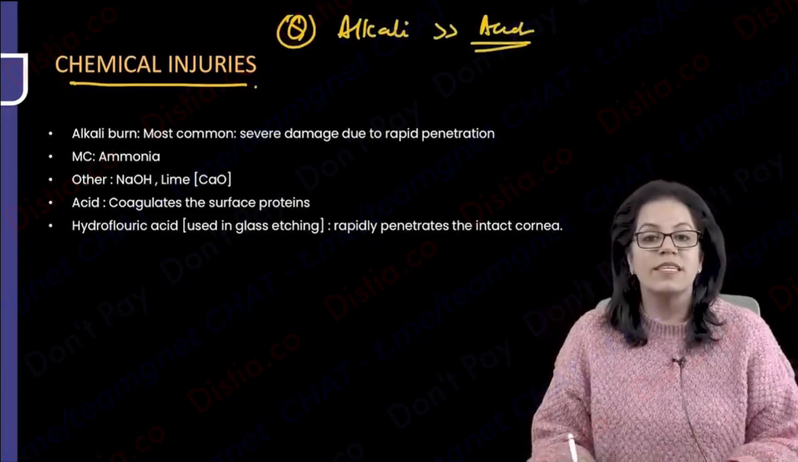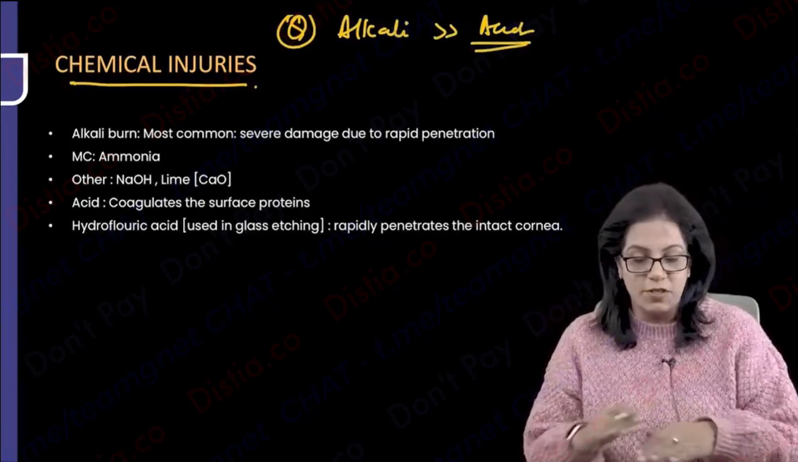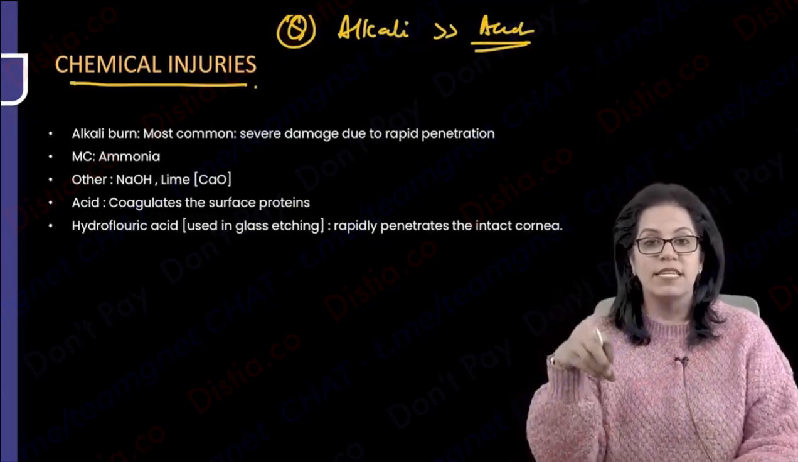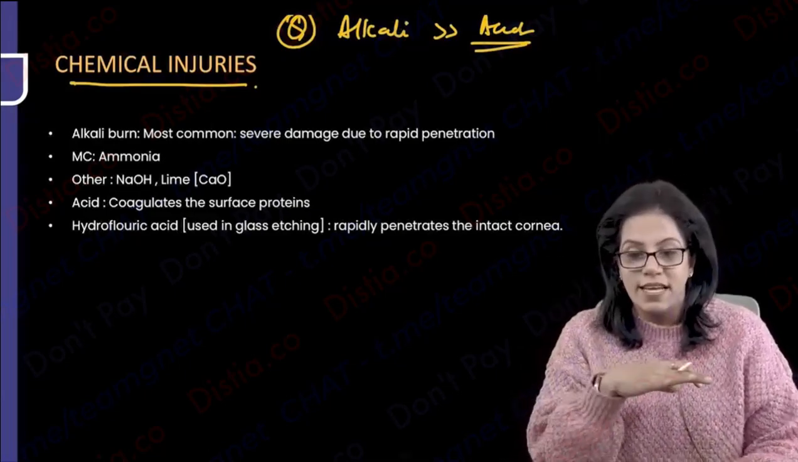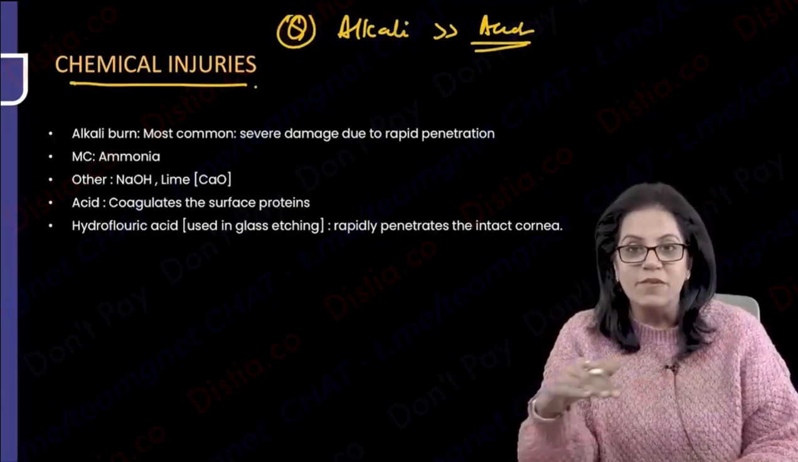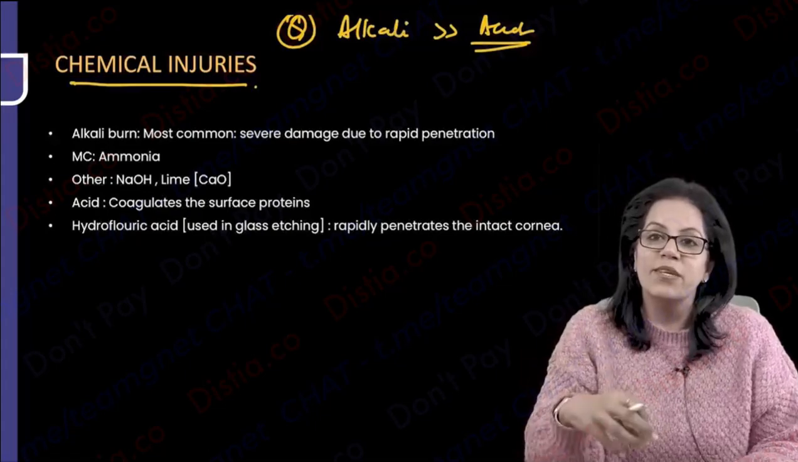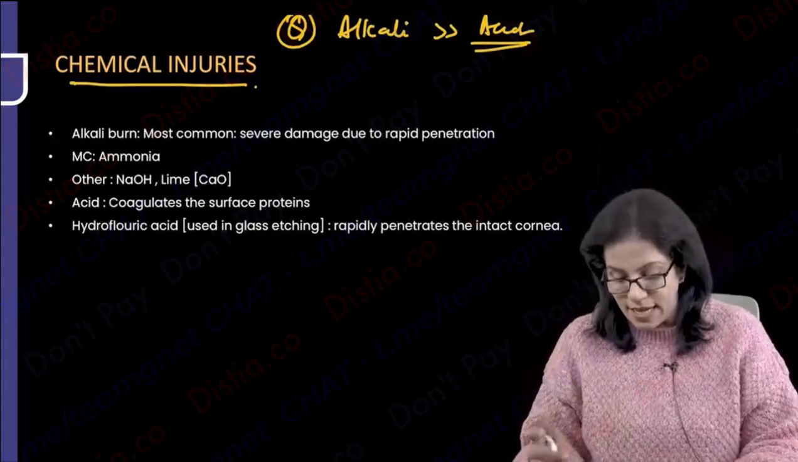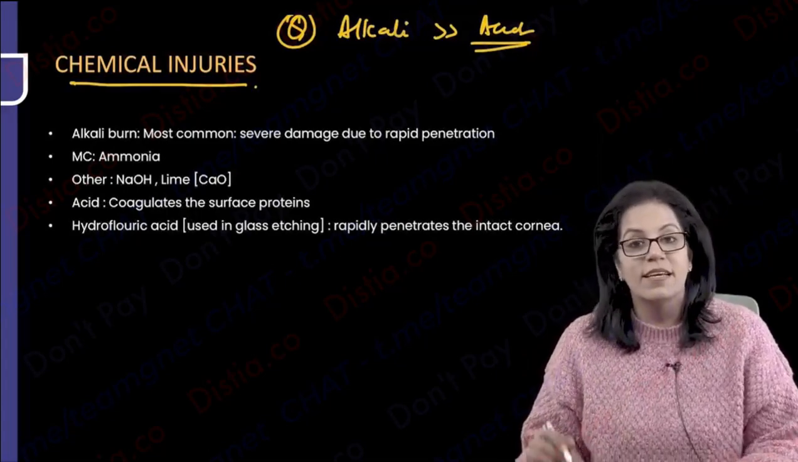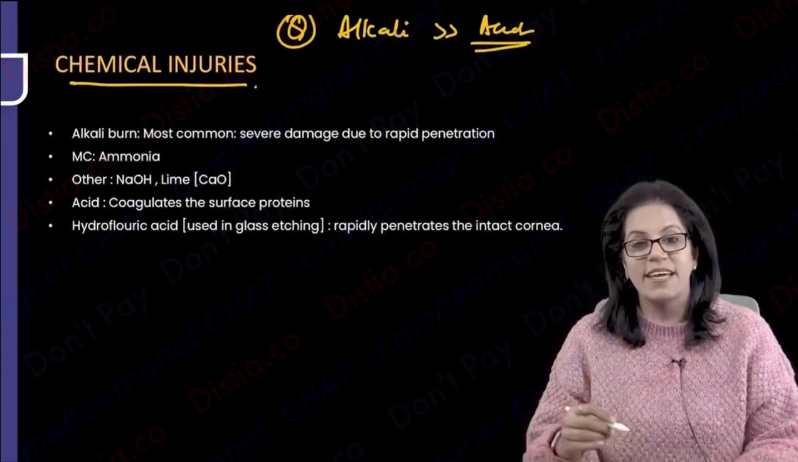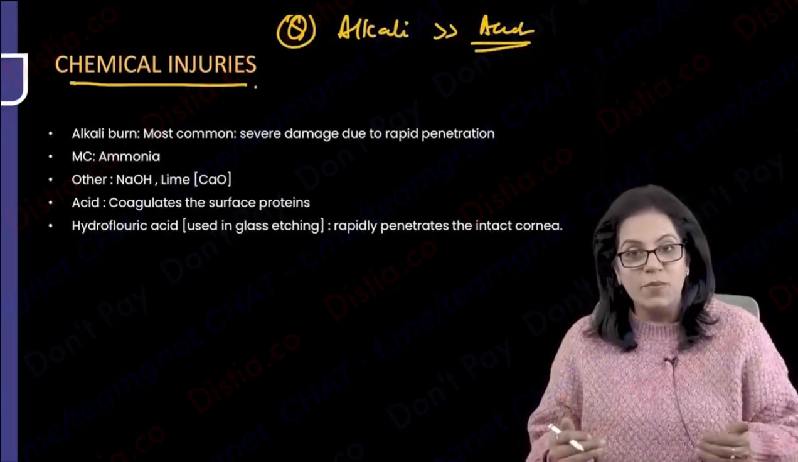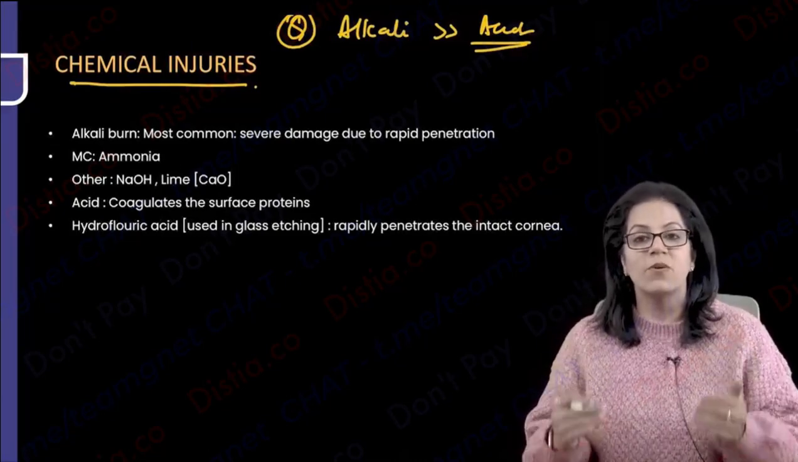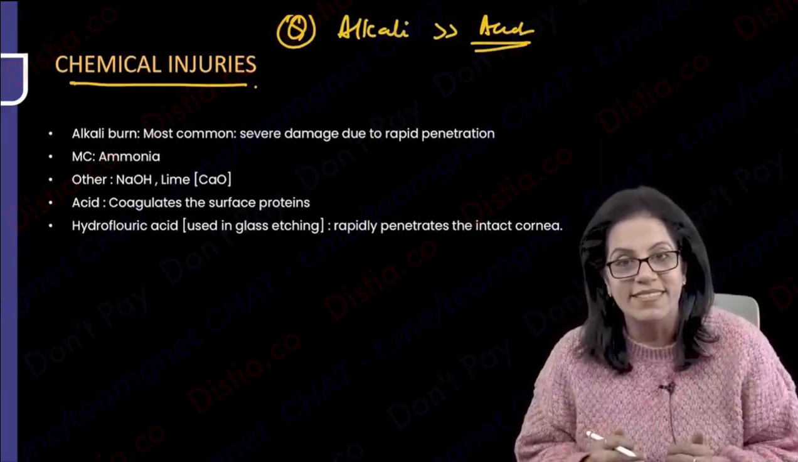Because acid causes coagulation of the protein, which will make a layer and it will not go intraocular. So penetration of acid through the cornea is not possible because of the coagulation of the protein. But alkali can penetrate the cornea and go intraocular. That is the reason alkali is more dangerous than acid. Did you understand? Should I tell it to you again? Acid will coagulate the protein, and because of the coagulation of the protein, it will not penetrate intraocular.